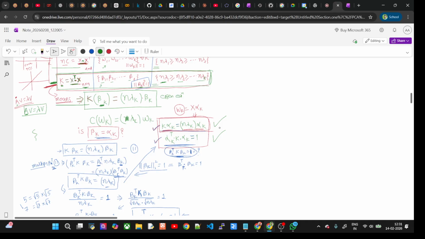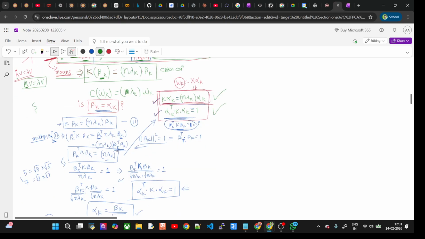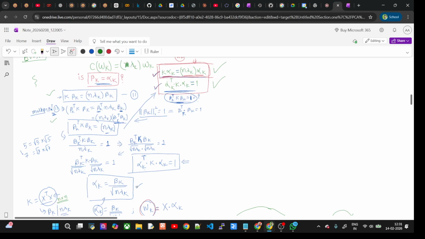But then the problem is, whatever equation or solution you are getting is in terms of x transpose x, and you have to figure out whether this x transpose x has the same eigenvector, which I call alpha k, or not. For that reason you try to derive, because we said the new eigenvectors are beta k. So we started by considering whether beta k and alpha k are similar or not, and we calculated this equation, equation number 11 and 12, and we figured out that alpha k is equal to beta k divided by the square root of n lambda k.